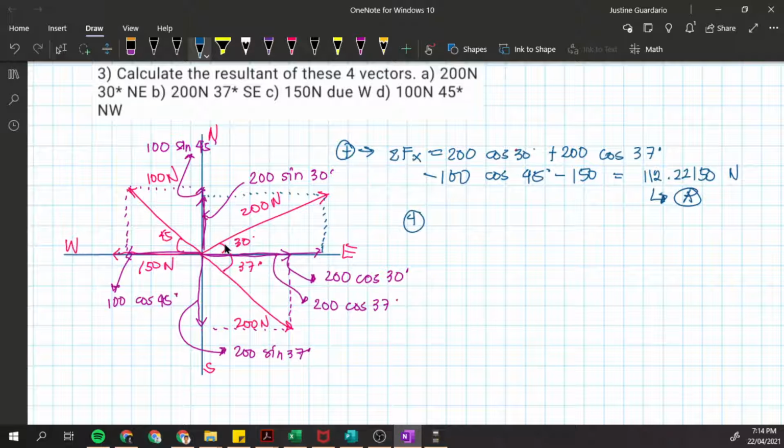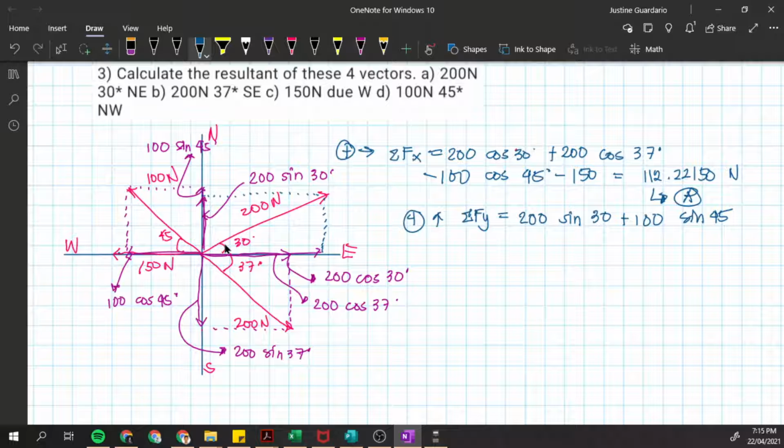Then we take also the summation of our forces in our vertical direction. And I let lahat ng vectors ko papunta sa taas, okay? Since yan, I will let all my vectors going up na maging positive. So I take the summation of forces along the vertical direction ko. So, the first vector na meron ako is 200 sine 30. Meron din ako ditong 100 sine 45. So, mga pataas yan. So, positive yon.